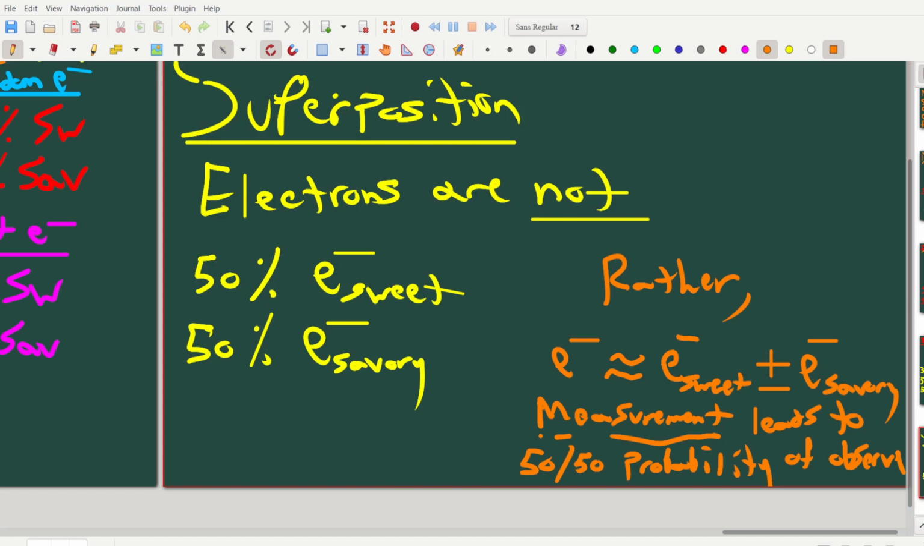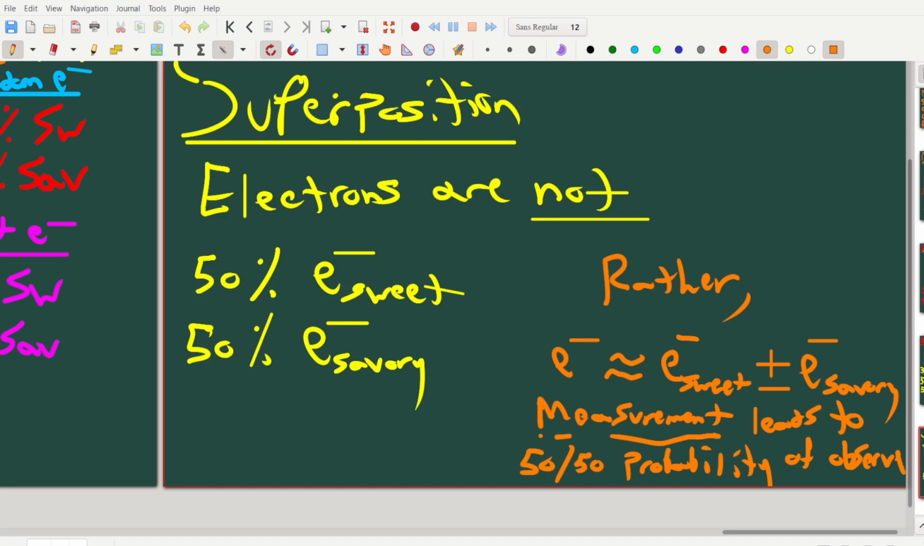So the probability of measuring a sweet electron is 50%. The probability of measuring a savory electron is 50%. But the electron itself is both sweet and savory simultaneously. And when we do the measurement, you get one or the other. That's the key difference between quantum mechanics and thermodynamics. Thermodynamics says that there's 50-50 sweet and savory, an equal mixture, 1 mole of each. But quantum mechanics says it's both simultaneously, that an electron is a sum of a sweet state and a savory state, and our measurement leads to either one or the other at a 50-50 ratio.